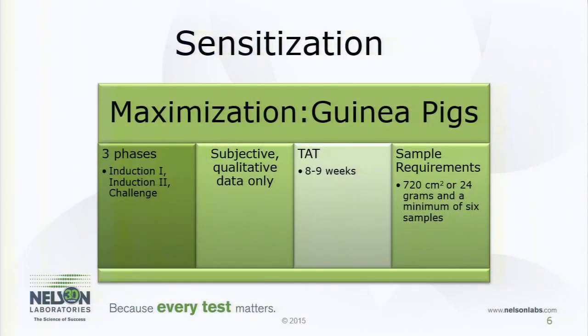The other kind of downfall to the maximization is it's qualitative data only. We're looking for redness and swelling, what everyone knows is an allergic reaction. So it's a very qualitative test, but it does take quite a bit of time and a lot of sample. It takes 6 times more sample than the cytotoxicity test because we're extracting in a polar and non-polar media, and there's 3 exposures. So there's 6 times more sample required for the sensitization. For this reason, for the cost and the turnaround time and the sample amounts, sometimes this test can be a bad word in some medical device manufacturers.